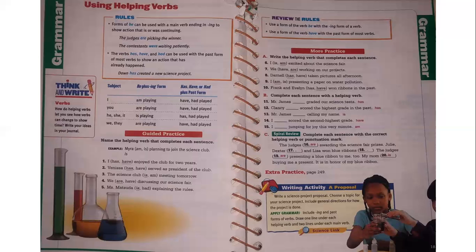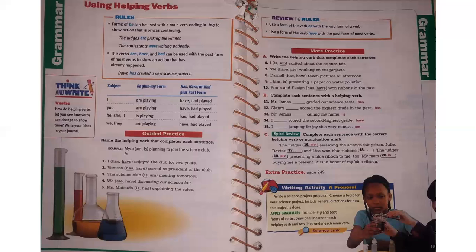I am or is presenting a paper on water pollution. I am presenting a paper on water pollution. And number 10, Frank and Evelyn has or have won ribbons in the past. Frank and Evelyn have, this is a plural subject, have won ribbons in the past.